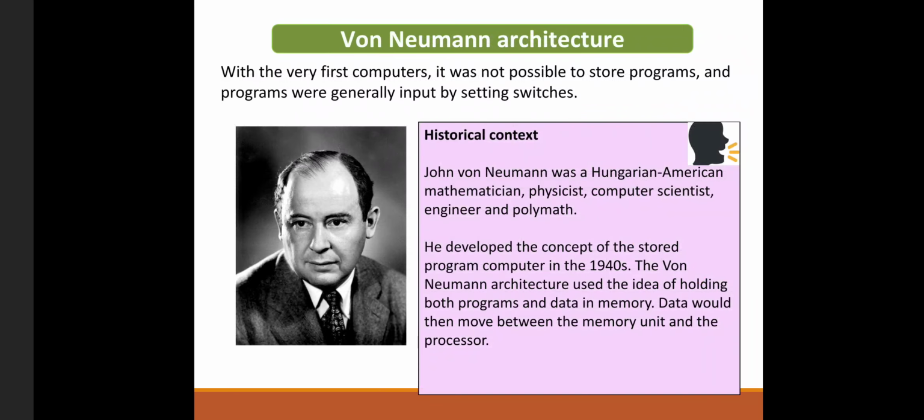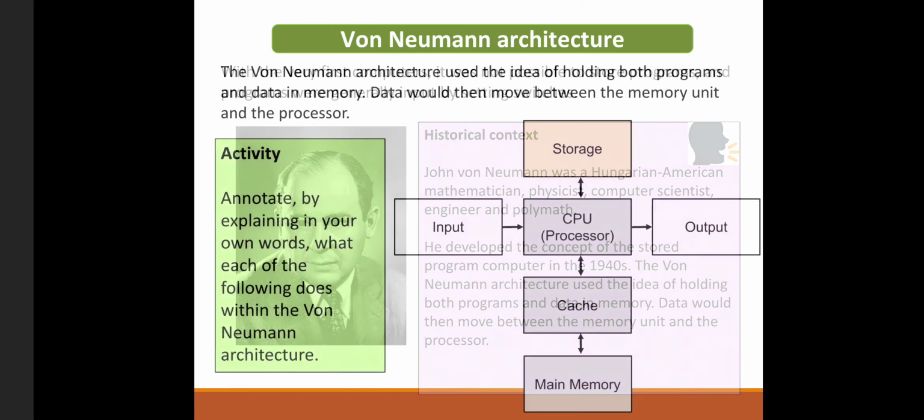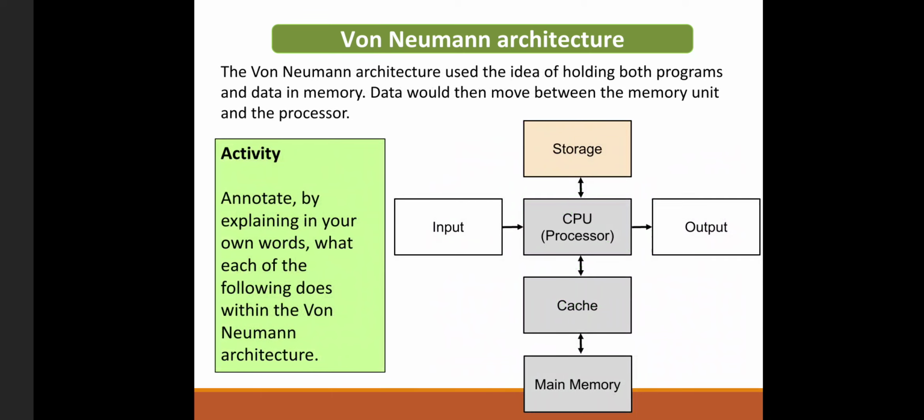Now, von Neumann is a mathematician and he's also a scientist. And he decided if computers are these big, massive, powerful things, they should be able to store information and they should also even be able to store programs. So the first computers, it was not possible to store programs and data, and they were generally input by setting switches. So this architecture, which you're going to see coming up, allows you to store and retrieve this information and these programs. So here we have it, and it consists of the input devices, the storage devices, cache, memory, the CPU, and also output devices.